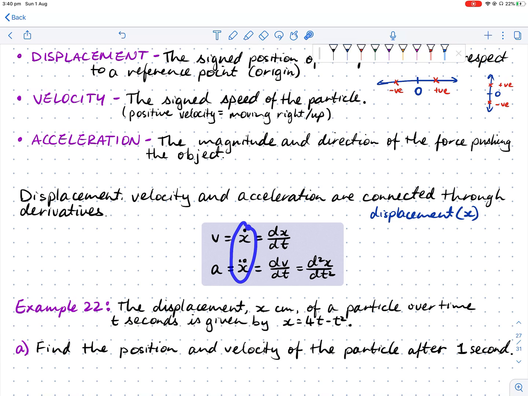The only time we use these dot notations is if we're differentiating with respect to time. We don't just use them wherever we want. For most of your typical differentiation questions, you will be writing them as dy/dx or y dash, f dash x. It's only when we're talking about motion that we use these dots.